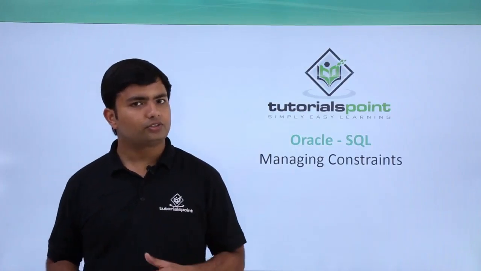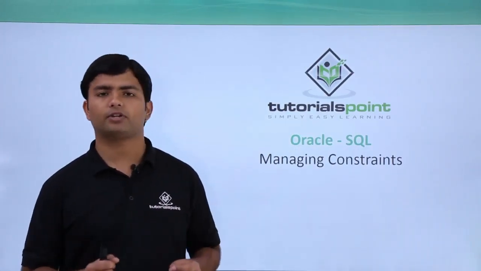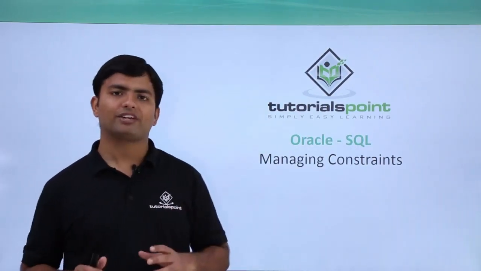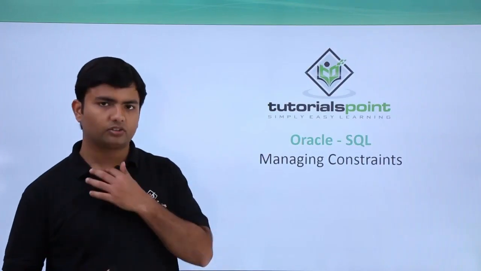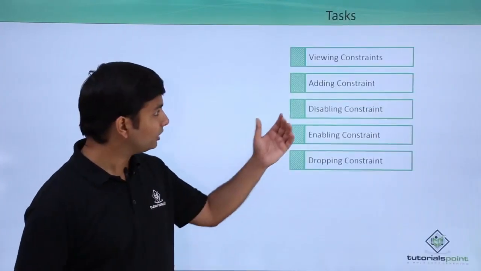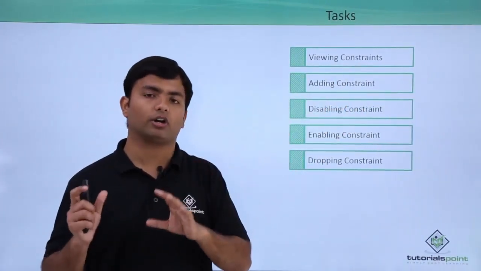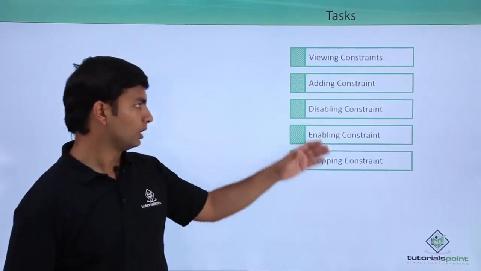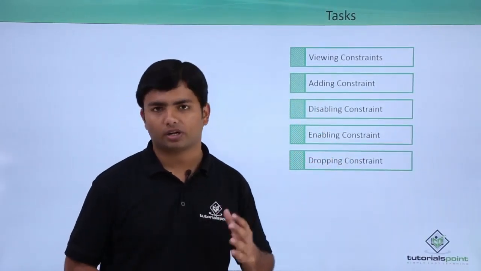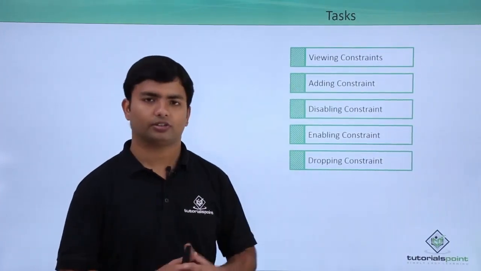So now, since we have covered all the 5 constraints like not null, unique, primary key, check and foreign key, in this video we'll see how we can manage a constraint. Means if a table is already created, then how can we add the constraint at runtime, how we can view the constraint which is already added in a particular table, how to disable it, how to enable it, and how to drop a constraint. So let's see practically all these operations now.